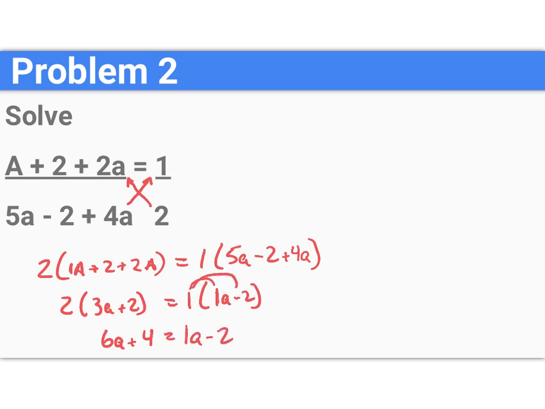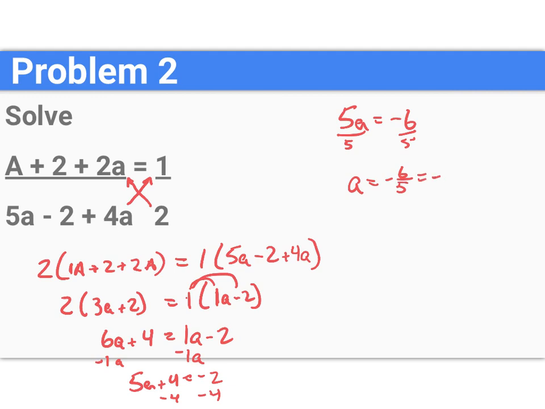If you distribute the 1, you will get 1 times 1 is 1, 1 times negative 2 is negative 2. 2 times 3 is 6, and 2 times 2 is 4. We subtract the 1A. 5A plus 4 equals negative 2. I subtract 4 from both sides. I'm going to rewrite it up here. I get 5A equals negative 6. I divide by 5 on both sides, and A will equal negative 6 over 5, which equals negative 1 1/5 as a fraction, or negative 1.2, however you want to write it.